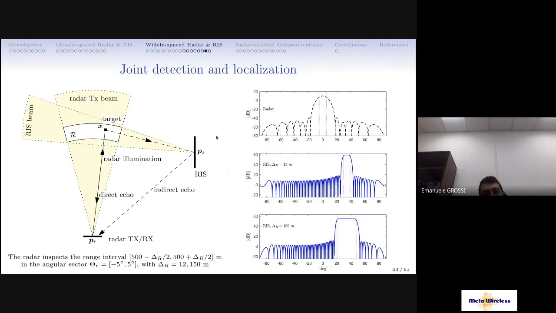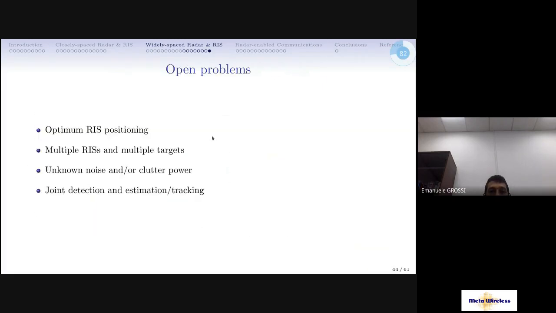I will skip this slide since I feel we are a little bit late. And I will move to the last slides where a few open problems are reported. Indeed, there are a number of open problems that can be studied in this case. Specifically, the problem of optimum RIS positioning could be studied. Also, the case where there are multiple RIS and multiple targets in the scene, multiple RIS that need to help multiple radars to detect the multiple targets.